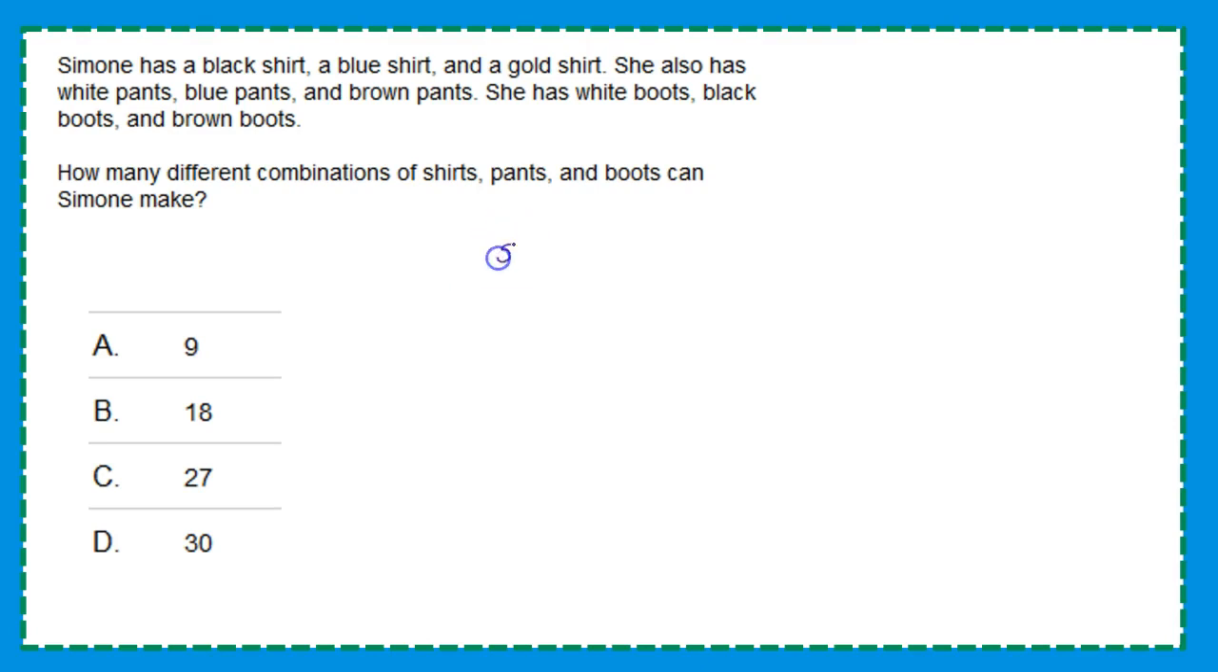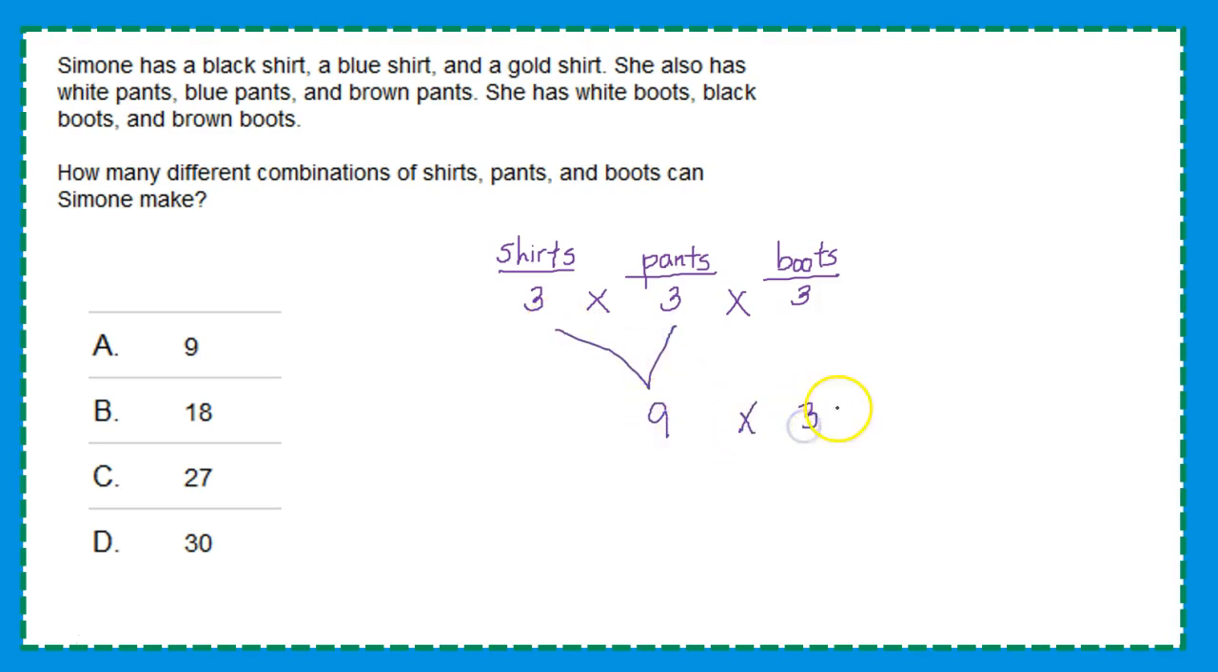Okay, so if you look at this, shirts, how many does she have? She has 3 different colors. Pants, how many does she have? 3 different colors. Boots, how many does she have? 3 different colors. So you're just going to multiply. 3 times 3 is 9, times 3 is 27. Okay?